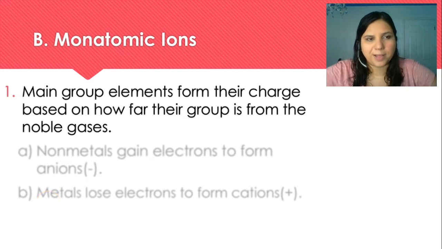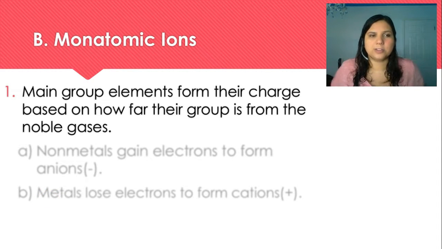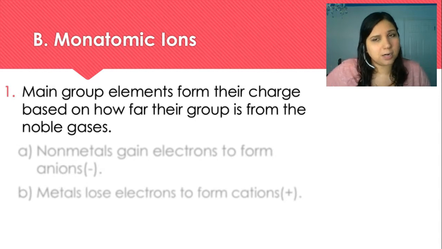Okay, next we'll talk about monatomic ions. Monatomic ions are just one atom ions. Okay, so first part, the main group elements. Those are the group A elements, the representative elements. They get their charge based on how close they are to a noble gas.